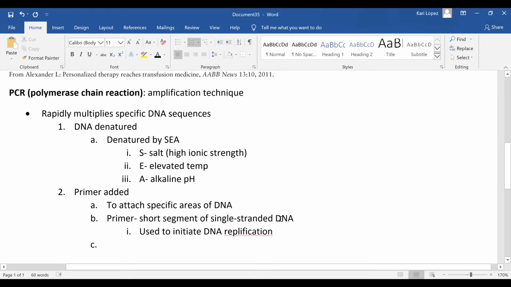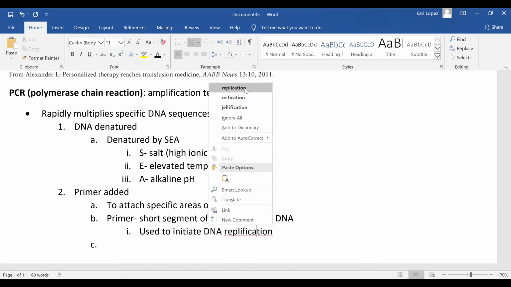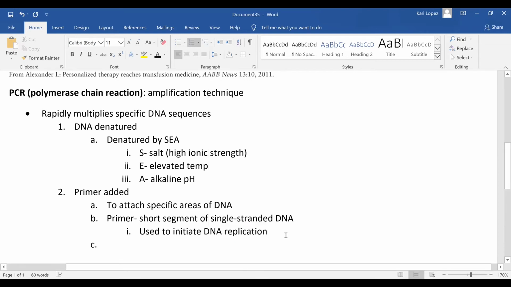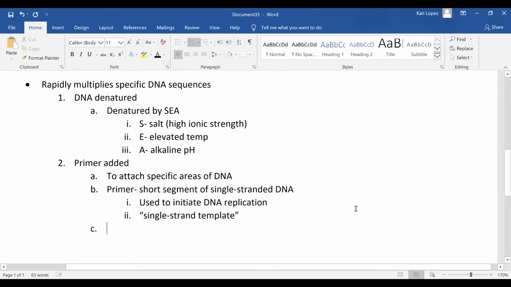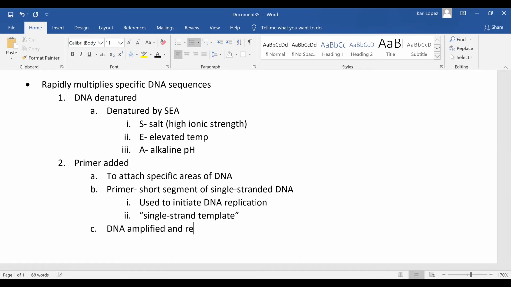Oh, and this is like a single strand template. In more basic terms, I thought that was an easier way to put it. Single strand template. And then next, your DNA is amplified and replicated.